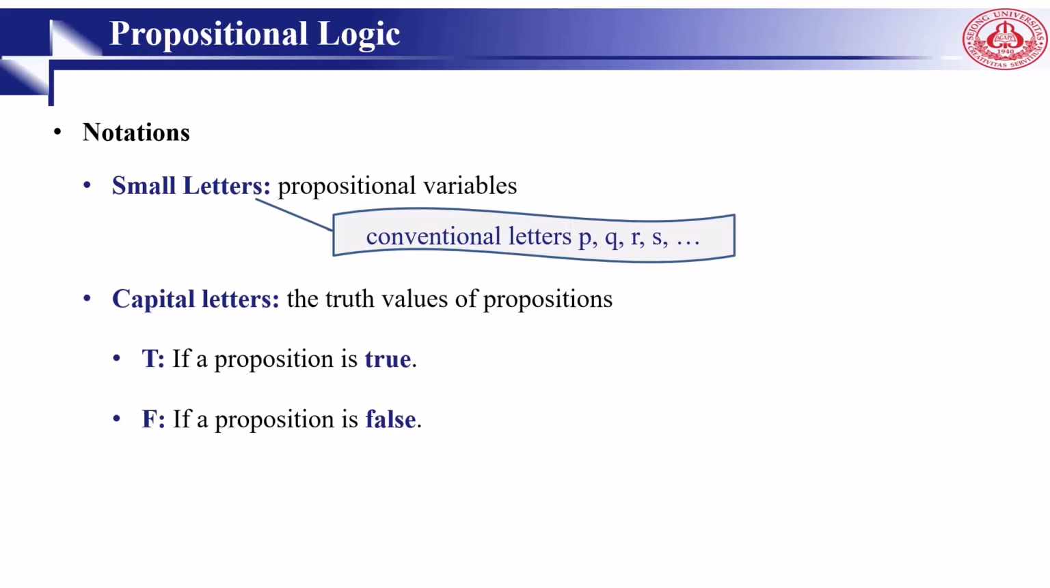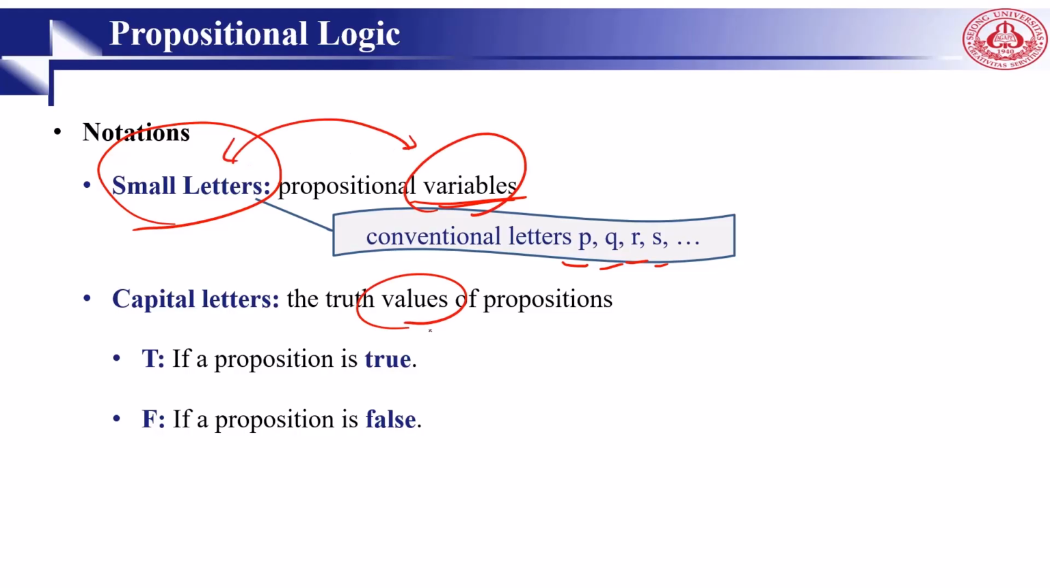We use some notations for dealing with propositional logic. We use small letters for the variables. Normally they use P, Q, R, S, something like that. And also we use capital letters for values. So variables are small letters, and values always have two possibilities, true or false. Later you will see 1 or 0 for bits.